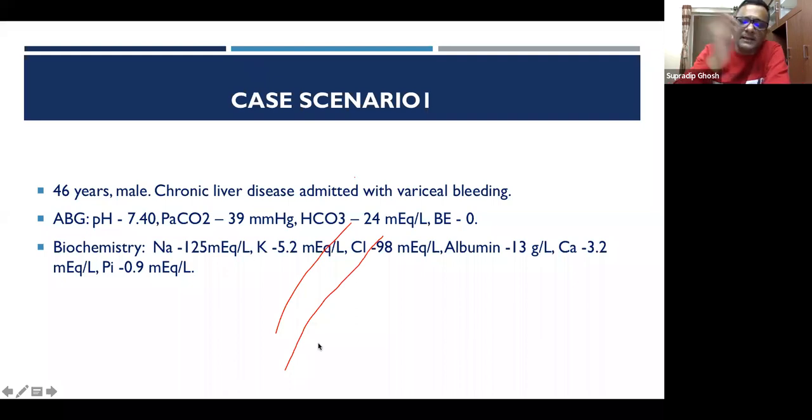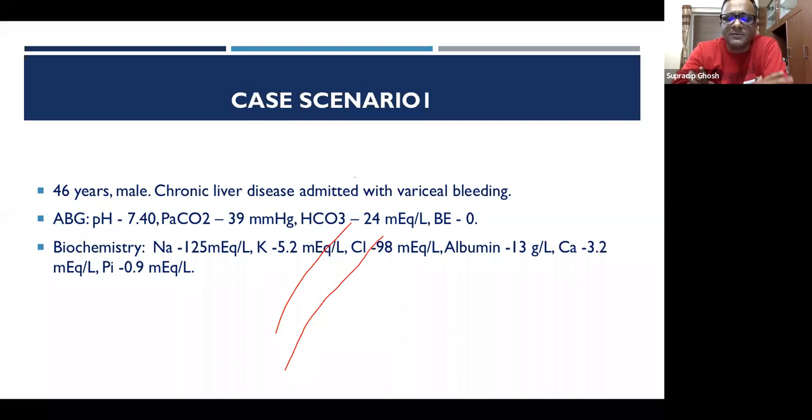Now let's apply the Stewart approach. What we can see directly from here, the sodium is low. Sodium low means there is a metabolic acidosis. Look at the chloride. Chloride is almost normal, but if you go for the corrected chloride, maybe it will be a little change. Look at the albumin. Albumin is 13 gram per liter, 1.3 gram per deciliter, which is low. So this produces metabolic alkalosis.